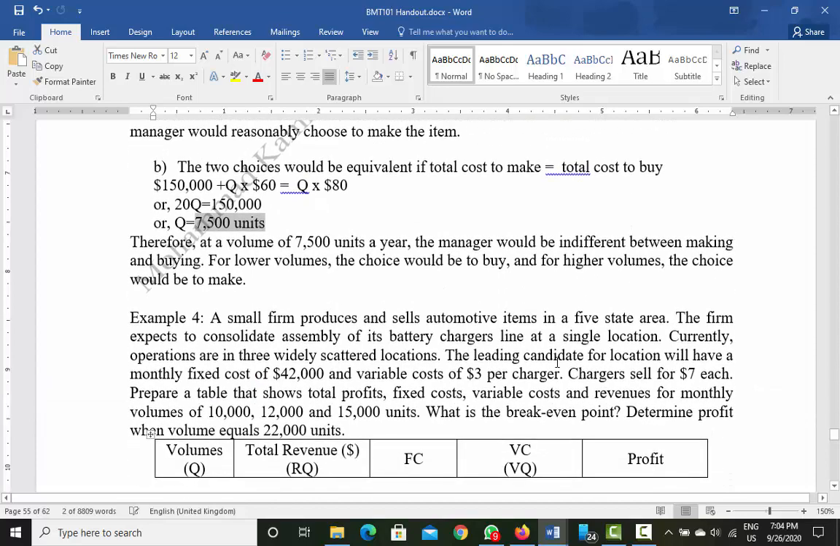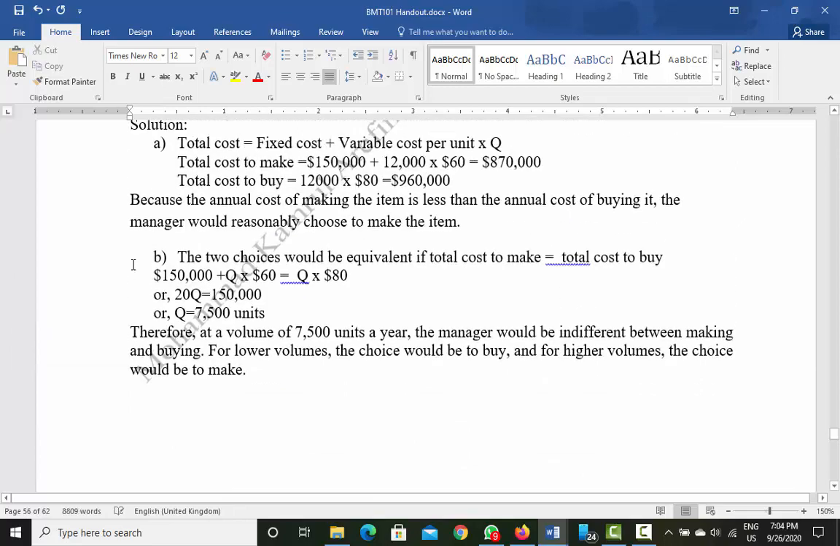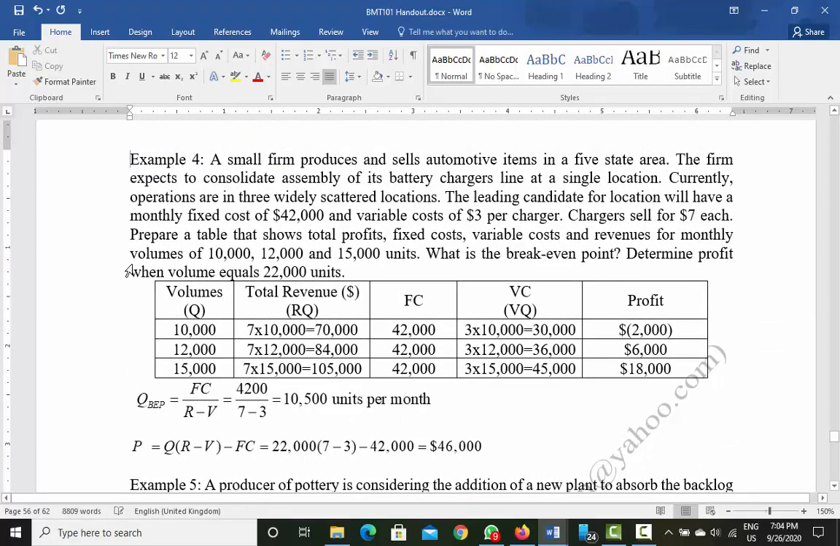Now the next question, question number 4. A small firm produces and sells automotive items in a 5-state area. The firm expects to consolidate assembly of its battery chargers line at a single location. Currently, operations are in 3 widely scattered locations.